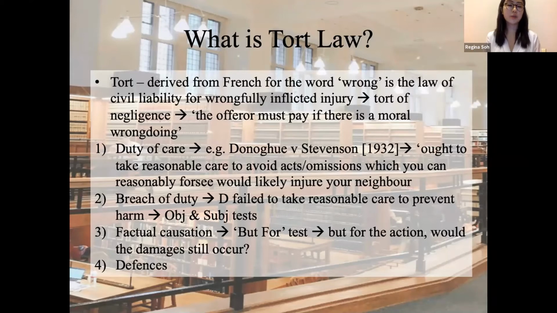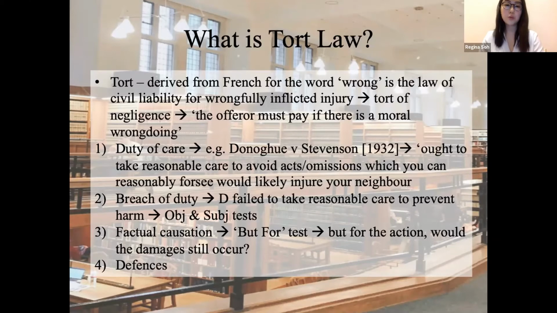And then the third one would be factual causation, which I will not delve into for today. But basically, after establishing there's a breach of duty, you need to establish causation, which is just if the action didn't happen, would the injury still have occurred? And there are, of course, many cases for that, which you will subsequently learn in law school.